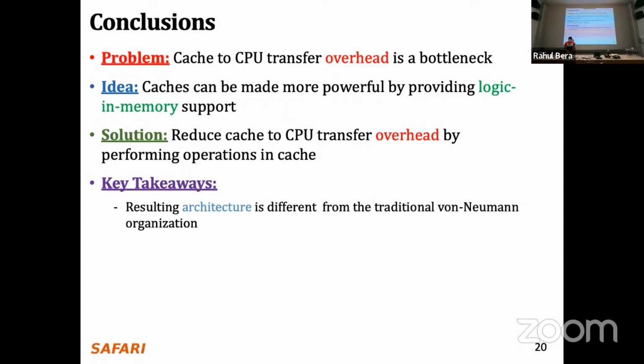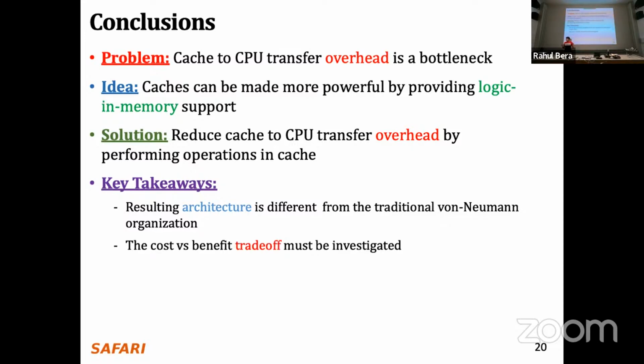Some key takeaways of the paper are, as we already discussed, that the resulting architecture is quite different from traditional von Neumann architecture. Now, in a sense, we have a basic computing unit in cache itself. And the further we augment this basic computing unit, at one point, it is going to turn into its own full-fledged CPU.